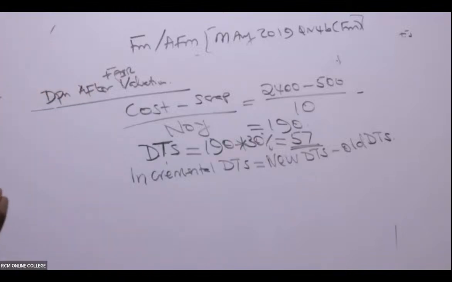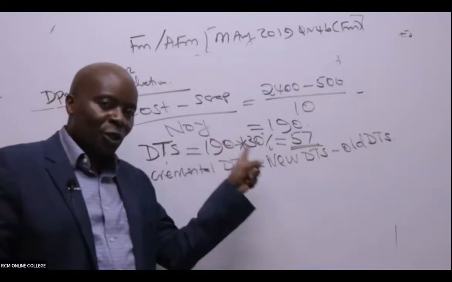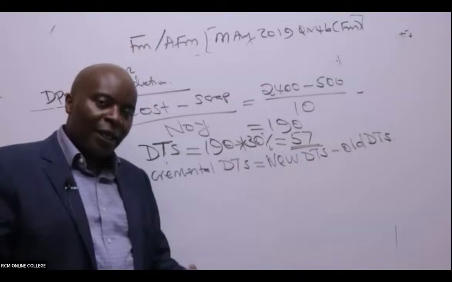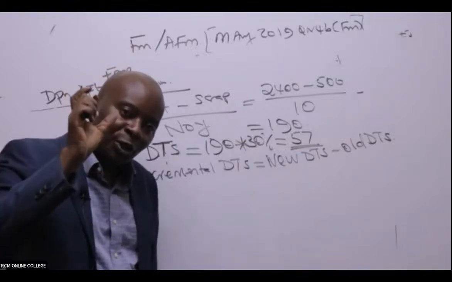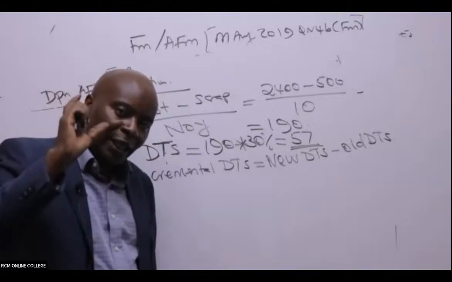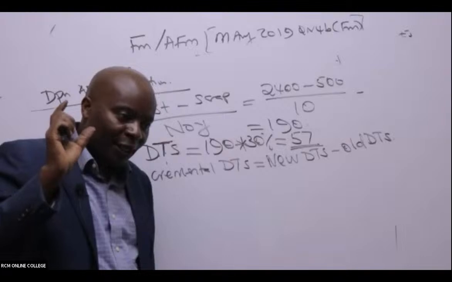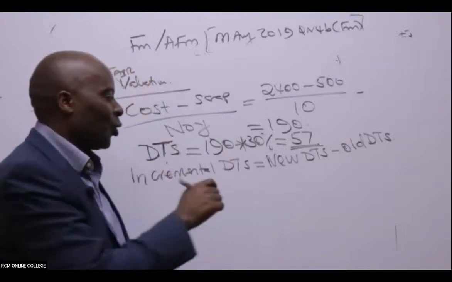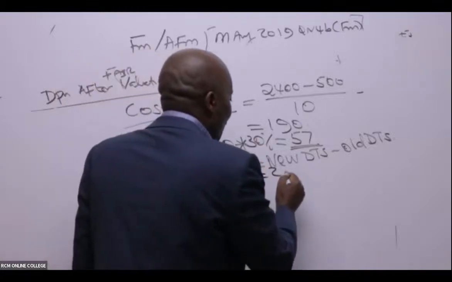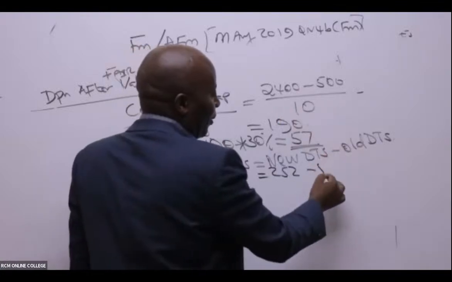So for me to get this incremental depreciation tax shield, I will take the new depreciation tax shield over the old. Is there somebody who is able to remind us what the new machine's depreciation tax shield was? We did that up there. Okay, great. 252 minus now the old. Remember, this for the old machine, which was revalued, minus 57.